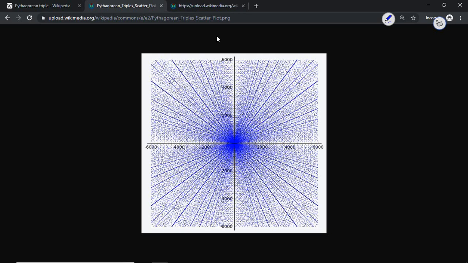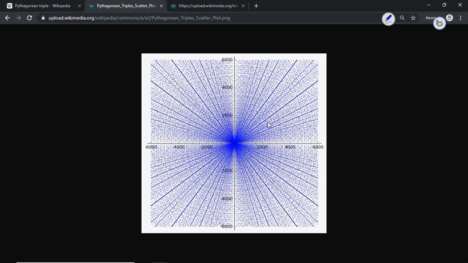So the first Pythagorean triplet was 3, 4, 5. So there's a coordinate here somewhere right over here at 3, 4, and there's another one at 5, 12, and another one at 8, 15, and 7, 24, etc. And they've plotted this for, I don't know how many this is, a whole lot of them. And it's just this beautiful geometric shape. I just think that's really cool.